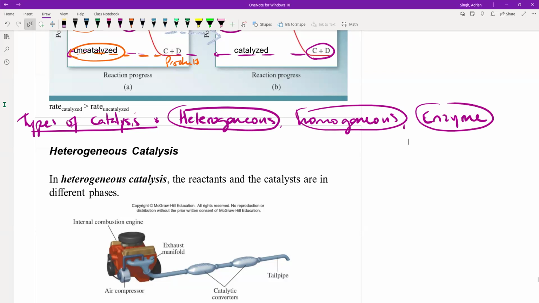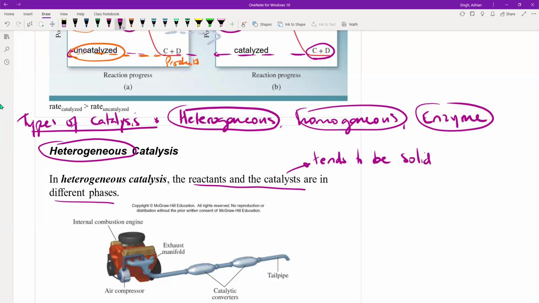So the first one is heterogeneous catalysis, and it's the same term that we saw way back in Gen Chem 1 when we talked about heterogeneous mixtures, for example, versus homogeneous mixtures. In heterogeneous catalysis, the reactants and the catalysts are actually in different phases. So typically, the catalyst tends to be a solid, whereas the reactants tend to be usually gases or liquids. So what makes it heterogeneous is that the phase of the catalyst is different than that of the reactants.